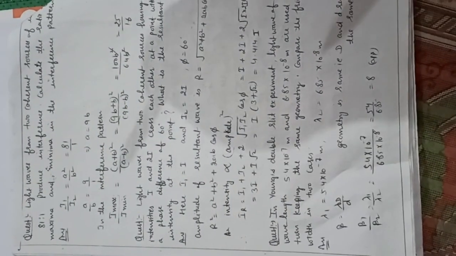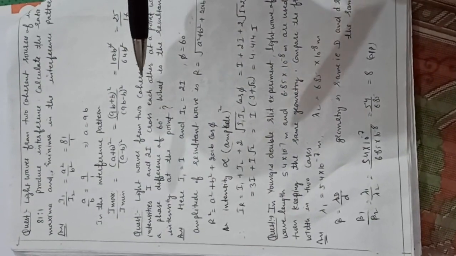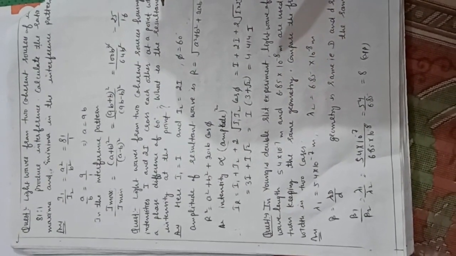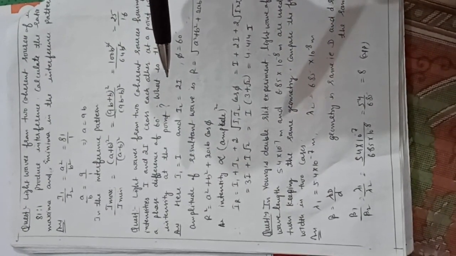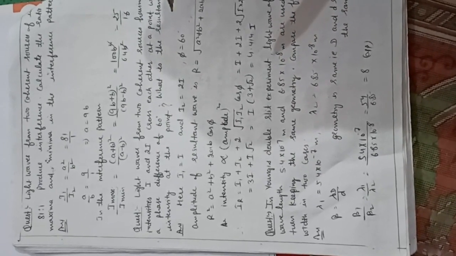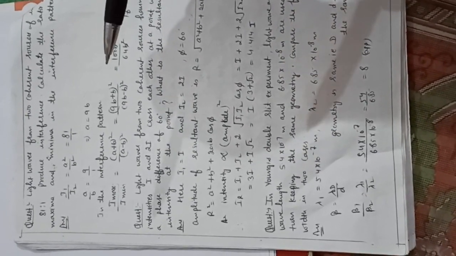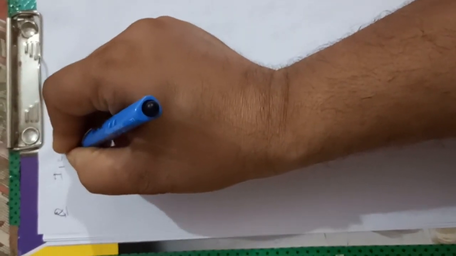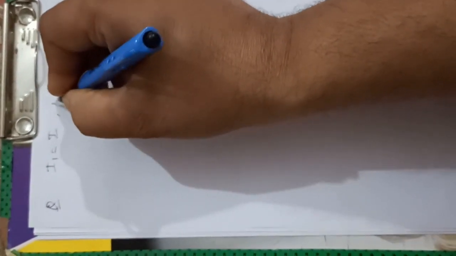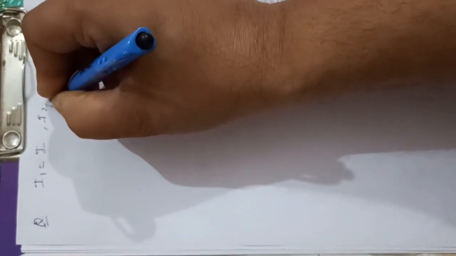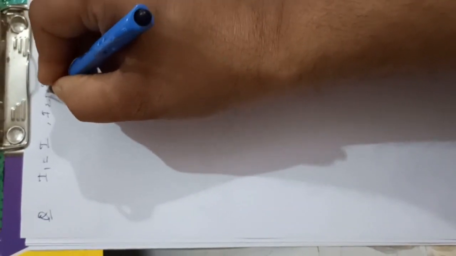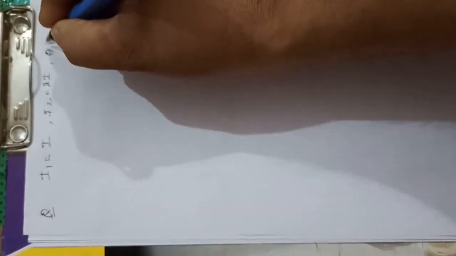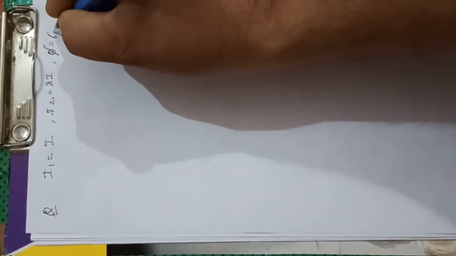Light waves from two coherent sources having intensities I and 2I cross each other at a point with a phase difference of 60 degrees. What is the resultant intensity at this point? So here we are given I and 2I as the two intensities. We will start: the question gives I1 is equal to I and I2 is equal to 2I, and the angle phi is equal to 60 degrees.